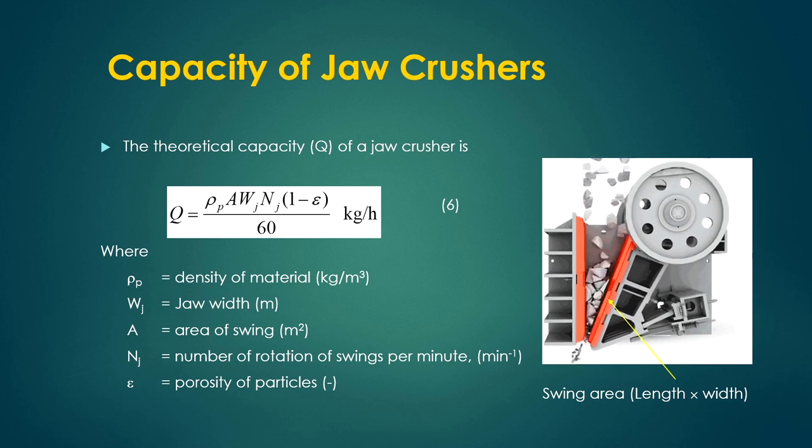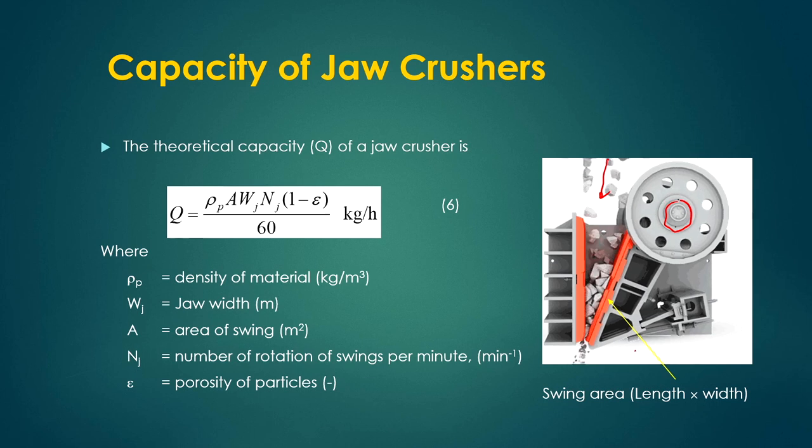Here, see in the animation, in the jaw crusher the feed material is coming as a feed, and it is coming through the gap of this jaw, as one jaw is pivoting at the upper end. So, this is a Blake jaw crusher. In this case, the theoretical capacity of the jaw crusher depends on the density of the material, jaw width, area of the swing, the number of rotations of the swings per minute, and also the porosity of the particles. Based on this, you can define the theoretical capacity as given in equation number 6 here.